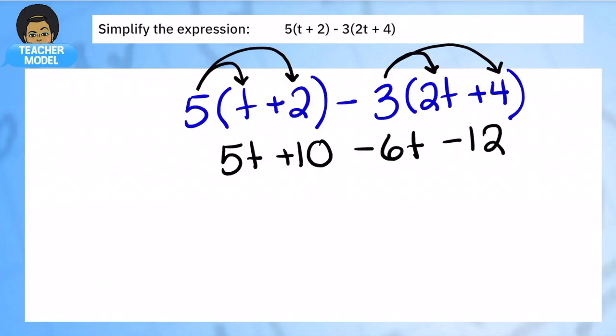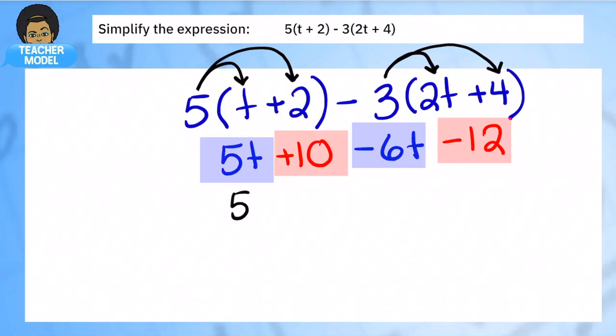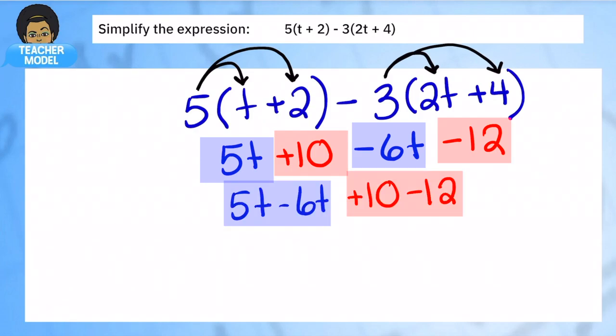So far so good. We've gotten rid of the parentheses in this problem. We're down to only 4 terms. So let's put the things that are like next to each other. So that's 5t minus 6t and positive 10 minus 12. Makes it a little bit easier. So we'll start with the one on the left. 5t minus 6t, that's going to give us a negative 1t.